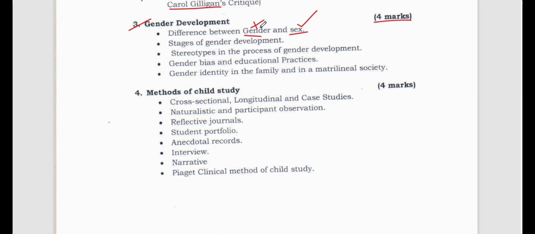So when we talk about gender, we talk about females and males, right? But these are biological sexes, male and female. Now, stages of gender development: there are certain stages in how a gender is developed, and that also we need to study. Now, stereotypes. Stereotype is a very, very important word, my dear friends. So, stereotype in the process of gender development.